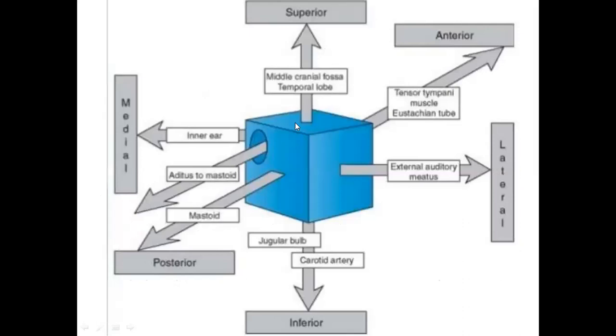So this is a box-like structure. This is the superior wall. This is called the tegmental wall, which separates the middle ear cavity from the meninges and the temporal lobes of the brain. And this is the inferior wall, a thin wall, which separates the middle ear cavity from the superior bulb of the internal jugular vein.